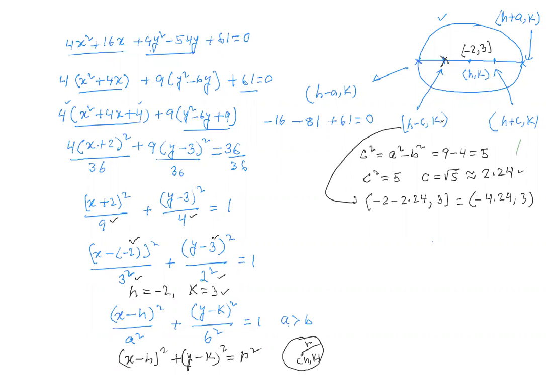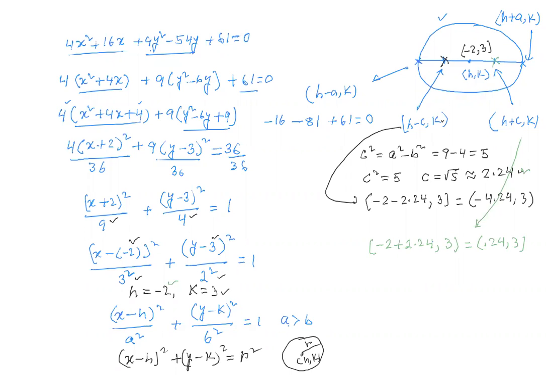Okay. Now let's find this one, h plus c, right? So h plus c is going to be, h is -2, -2 plus c is 2.24, comma k. K is 3, right? That is going to give you 0.24, comma 3. Very easy. That's how you find that point.